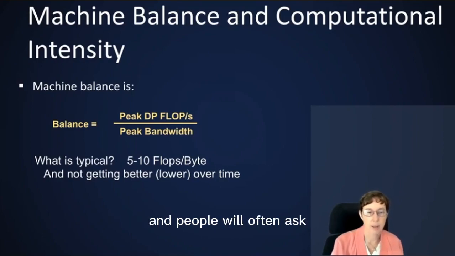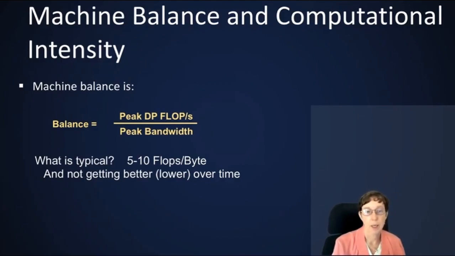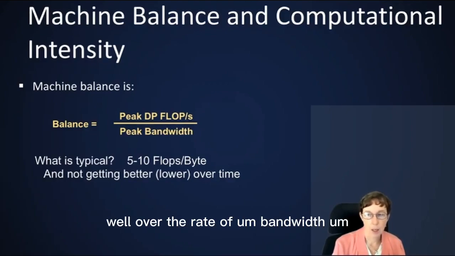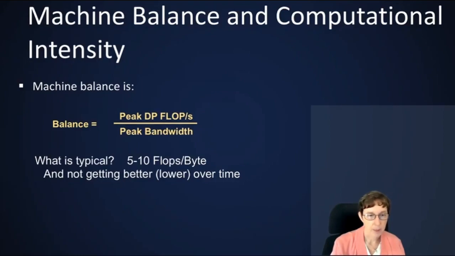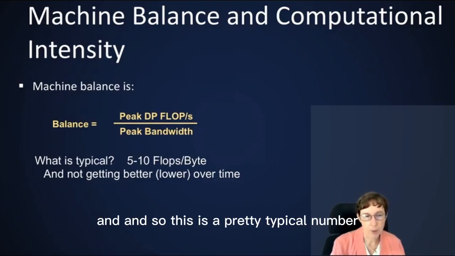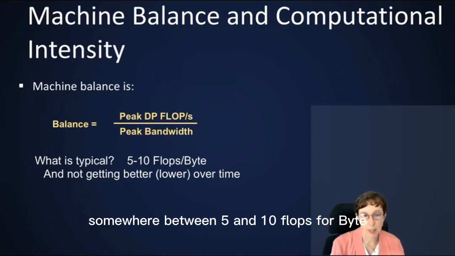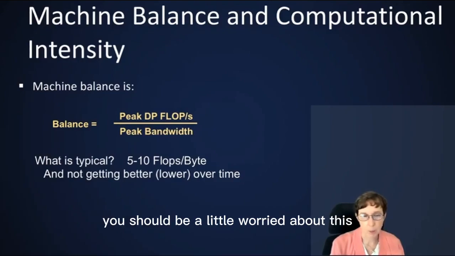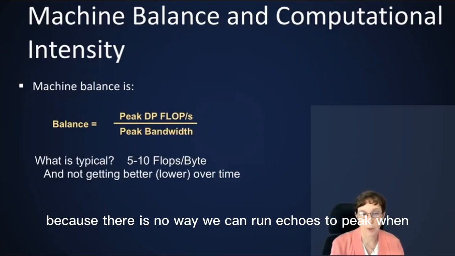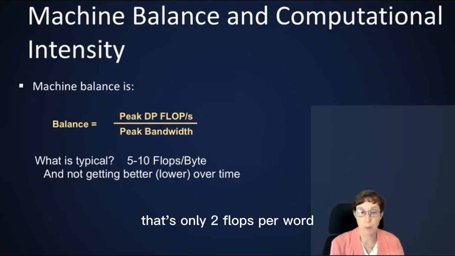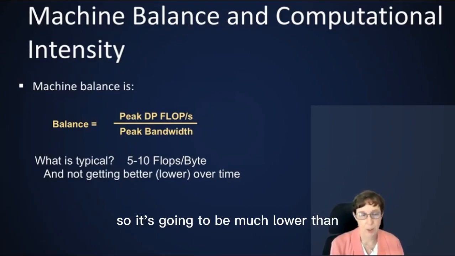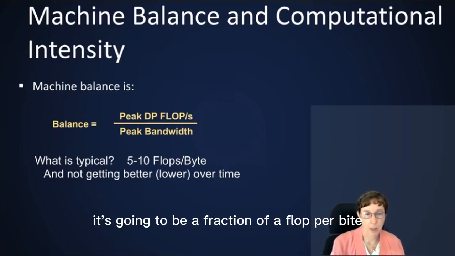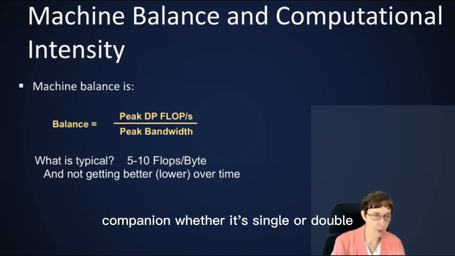And people will often ask, when you're looking at a new machine, what's the flops per byte? That means, what is the rate of floating point operations per second over the rate of bandwidth, bytes per second. And this is a pretty typical number, somewhere between 5 and 10 flops per byte. Notice already that for something like matrix vector multiply, you should be a little worried, because there's no way we can run at close to peak. That's only 2 flops per word, and a word is larger than a byte, so it's going to be a fraction of a flop per byte, depending on whether it's single or double.